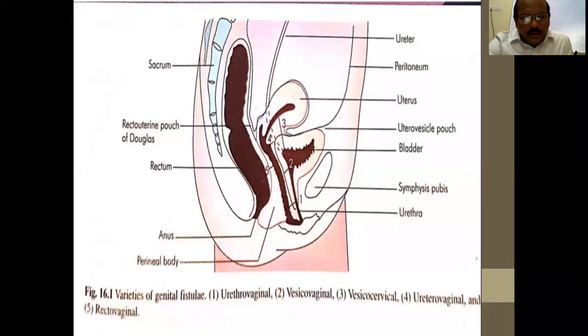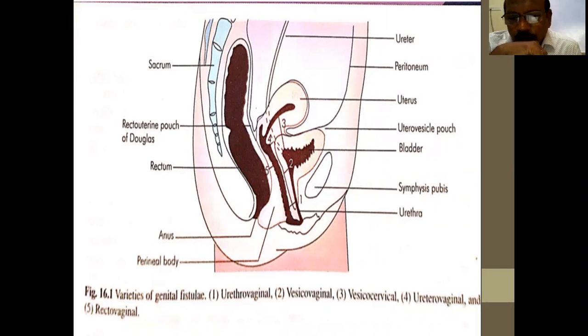These are the varieties of genital fistula. First is urethrovaginal fistula. This is the communication between the urethra and vagina. Second is vesicovaginal fistula, the communication between the bladder and the vagina. And the third one is vesicocervical fistula, where there is a communication between the bladder and the cervix.